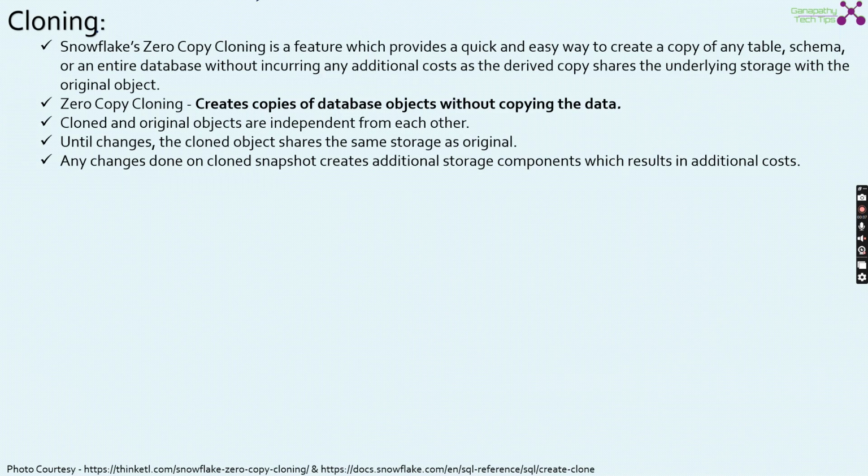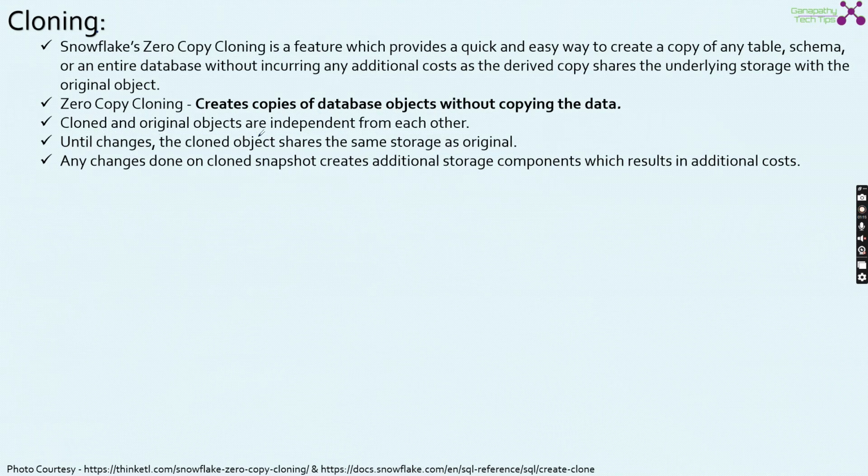Let us see how Snowflake is doing it. Snowflake zero copy cloning is the feature which provides a quick and easy way to create a copy of any table, schema or an entire database without incurring any additional cost, as the derived copy shares the underlying storage with the original object. As simple as it is, there is no extra cost for creating zero copy clones. It creates a copy of the database objects without copying the data. That is the reason why it is called zero copy cloning, which is a metadata only operation.